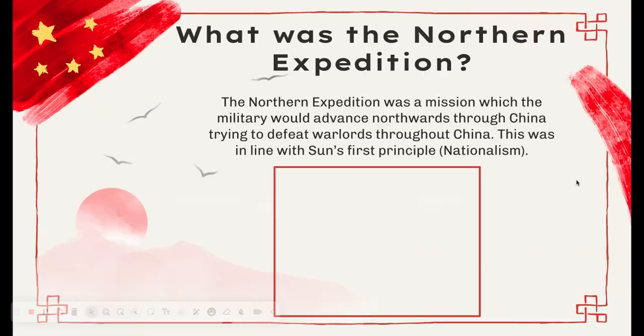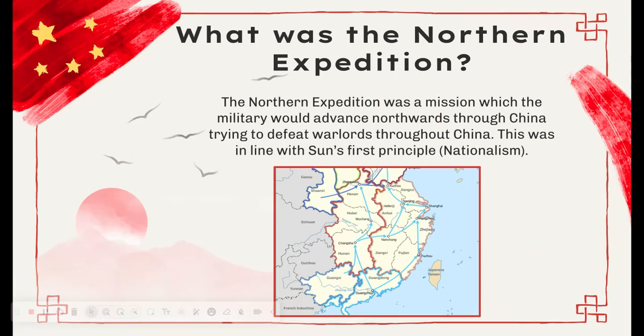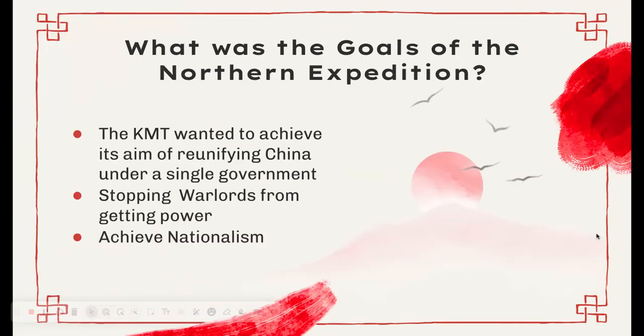Now, going to the Northern Expedition. The Northern Expedition was when the KMT wanted to remove the warlords from China, so they started with the south of China over here, and they moved towards the north. The goal of this was to achieve nationalism, which was Sun Yat-sen's first goal. They stopped warlords from getting power, and the KMT wanted to achieve its aim of reunifying China under a single government, aka nationalism.